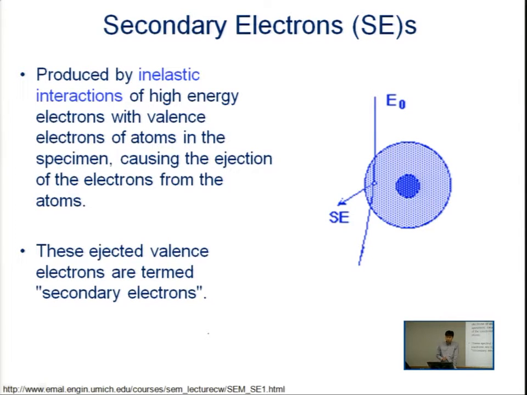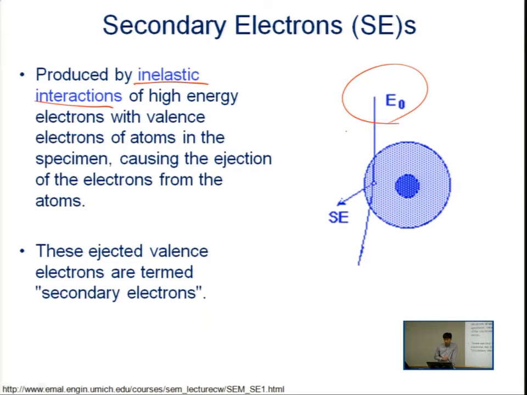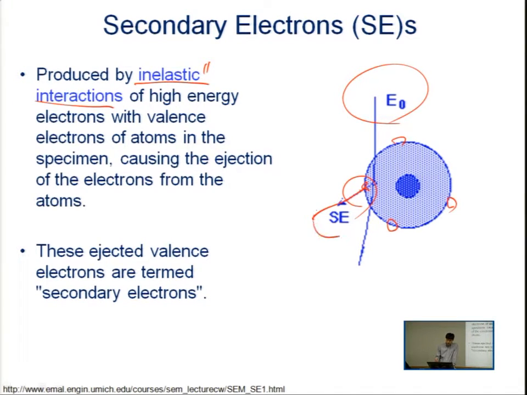The secondary electron is normally produced by inelastic interactions. When the primary electron comes down and interacts with valence electrons, through those inelastic interactions, electrons at the valence band just come out. Since these electrons are produced by the electron interactions, we call them secondary electrons.